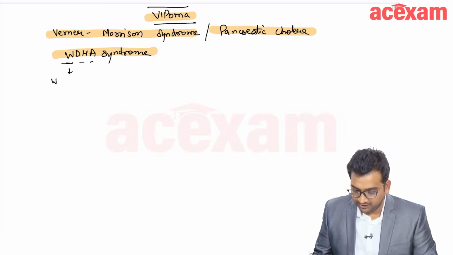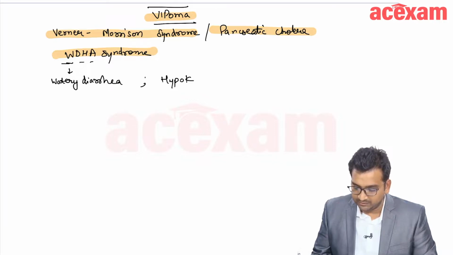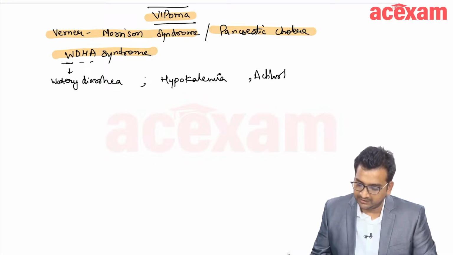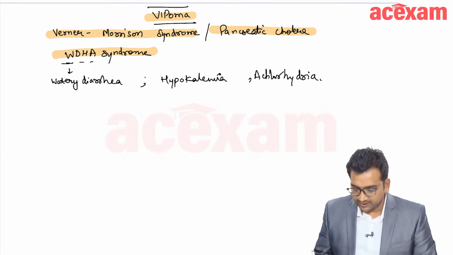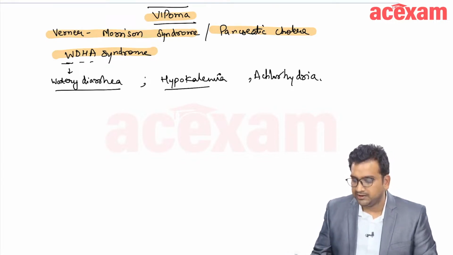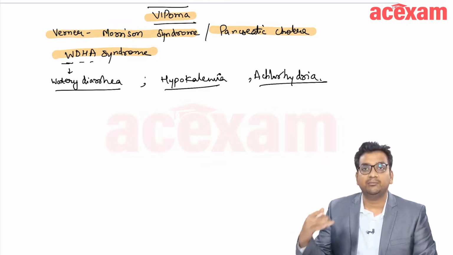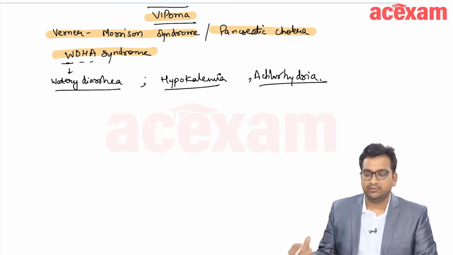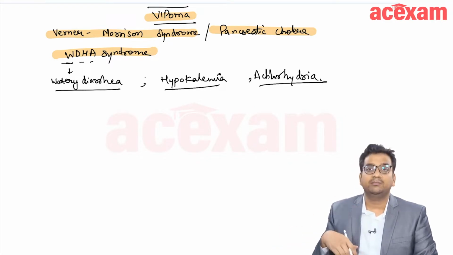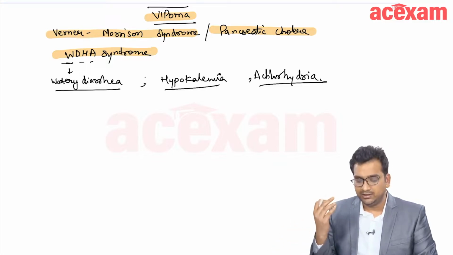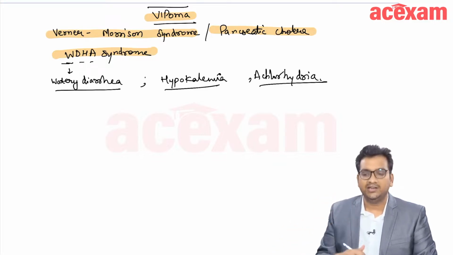It is watery diarrhea, hypokalemia, and achlorhydria. This is very important to remember. There is presence of watery diarrhea, hypokalemia, and achlorhydria. They will generally give potassium high or potassium low. And we will have to remember that potassium is low here. This H stands for hypokalemia, not for hyperkalemia.